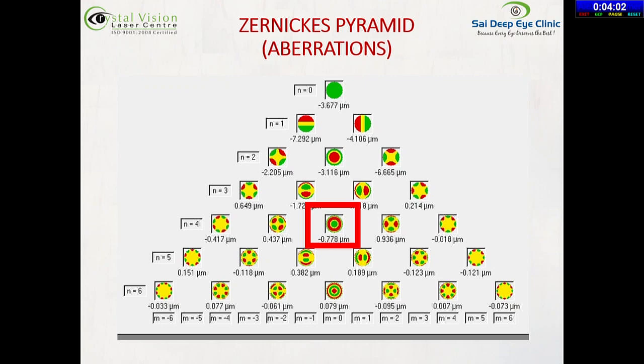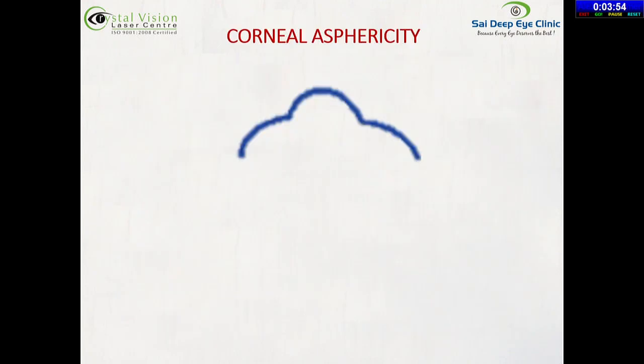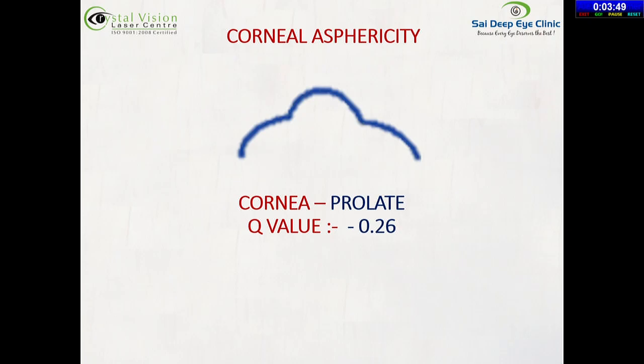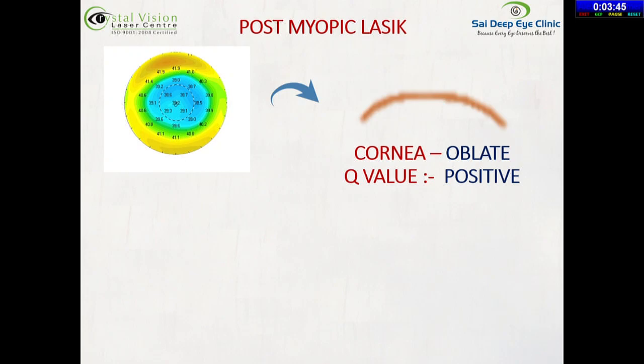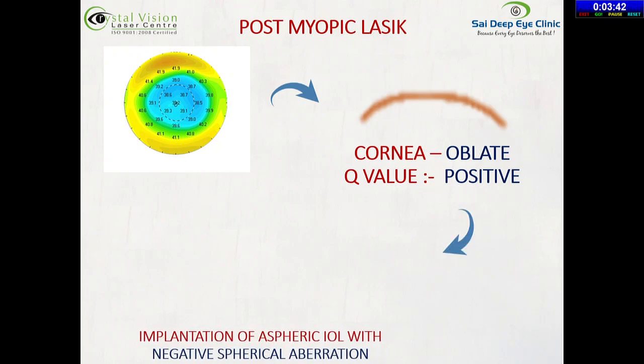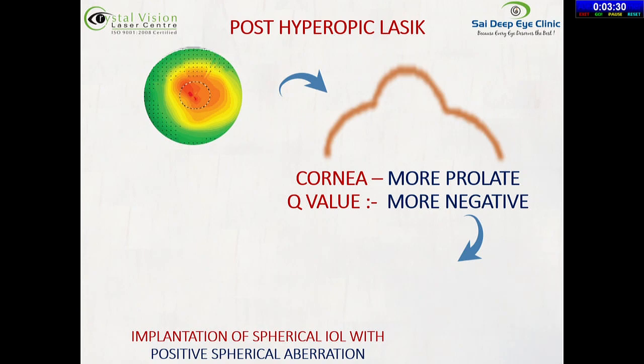So it is necessary to implant an aspheric IOL with a negative spherical aberration. In a post-hyperopic LASIK, the cornea becomes more prolate, the Q value is more negative, and hence it is important to implant an IOL with a positive spherical aberration. And finally, in post-RK or in cases of decentered ablations, in both of them, it's better to implant an IOL with 0 spherical aberration because the cornea is already in a pretty bad shape. So this is a list of different IOLs based on their asphericity and, as I spoke, which ones to select.